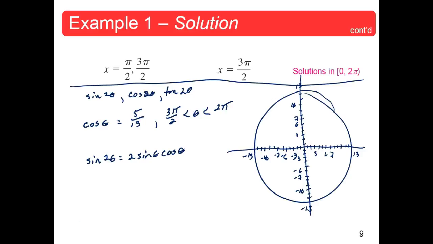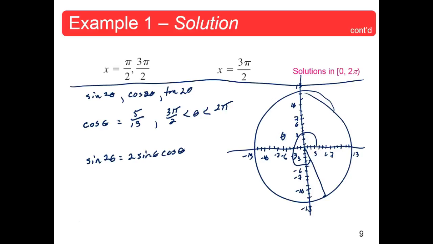Adjacent over hypotenuse. So what's your adjacent axis here? That's the x-axis. So that's going to be your 5. So we'll be positive 5 on the x-axis. That would be right here. And then we'll be on the circumference, so that's where it's going to be. So this is approximately somewhere there. That's our angle theta. Right?